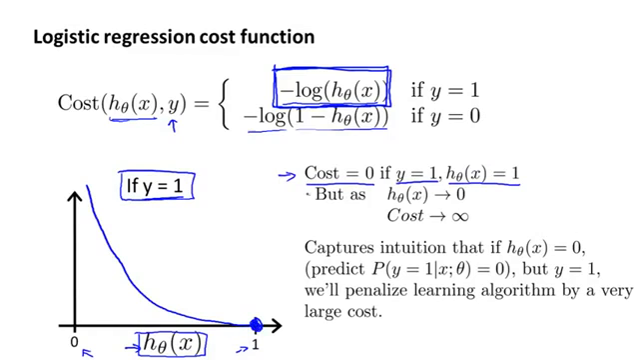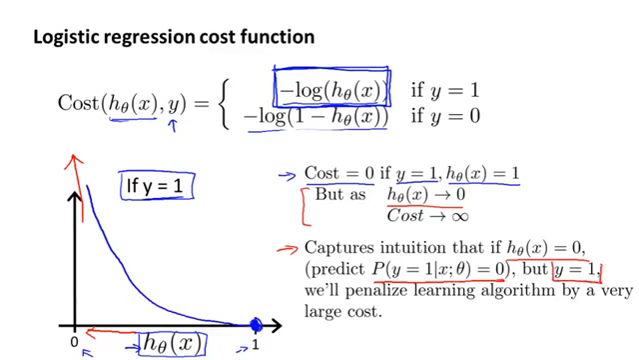But now notice also that as h of x approaches 0, so as the output of a hypothesis approaches 0, the cost blows up and it goes to infinity. And what this does is it captures the intuition that if a hypothesis outputs 0, that's like saying the chance of y equals 1 is equal to 0. It's kind of like going to our medical patient and saying the probability that you have a malignant tumor, the probability that y equals 1, is 0. So it's like absolutely impossible that your tumor is malignant.